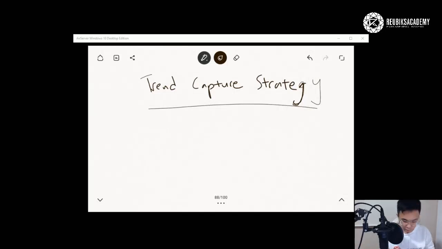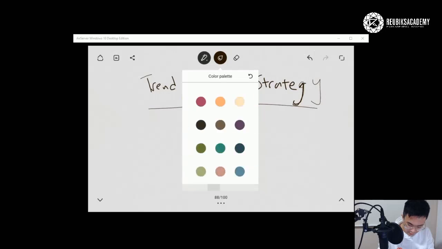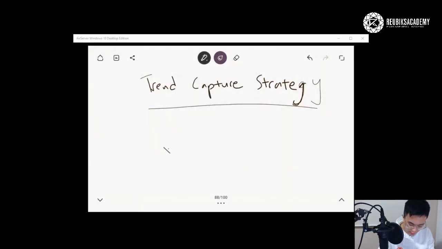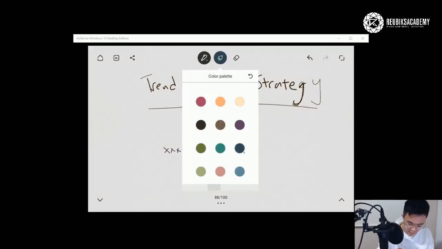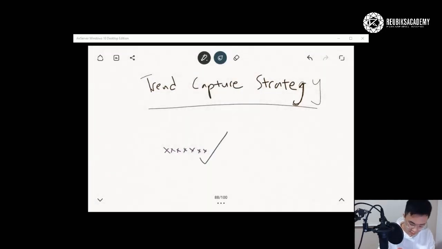Whenever you are going for a trend capture strategy, usually the wins to losses, profits to losses, comparison or dynamics will look like this. You have a lot of small little losses, then all of a sudden you have a big win. And then again small little losses, and then suddenly you have a big win.